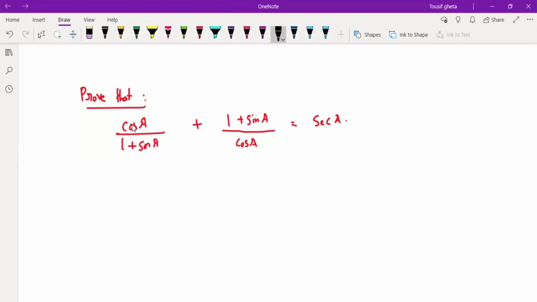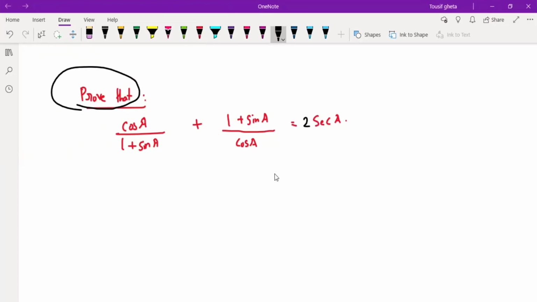As you can see, cos A divided by 1 plus sin A plus 1 plus sin A divided by cos A is equal to 2 secant A, and they are asking us to prove that. So in what way do we have to prove it? We have to prove that LHS is equal to RHS. Sorry for that, here it is 2 secant A. That's the complete question. Now let us begin to solve.